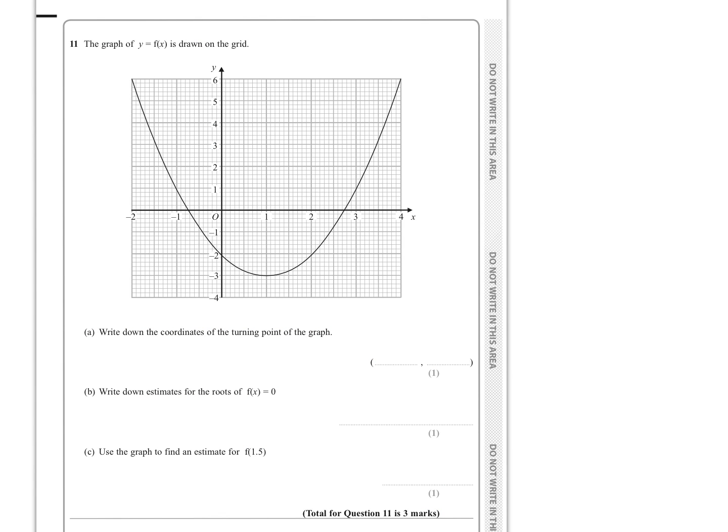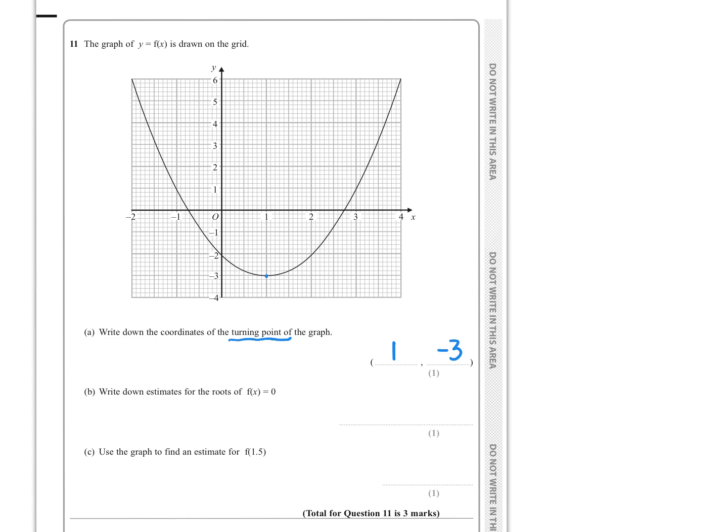Question 11. The graph is shown on the grid. The first thing we've got to do is write down the coordinates of the turning point of the graph. Well, the turning point in this case is the minimum part, which is here. So the coordinate looks to me to be 1 along and 3 down. So we're going to go 1, -3.